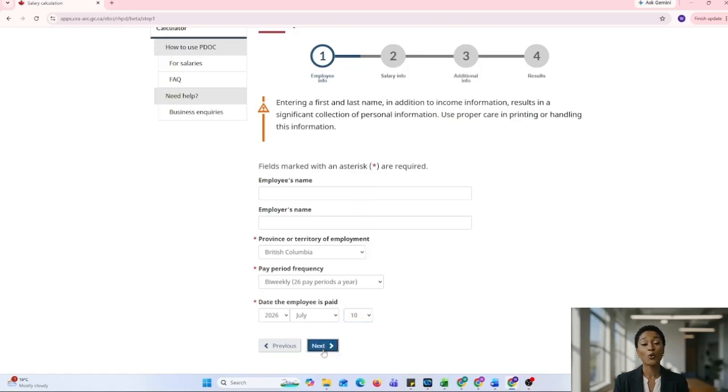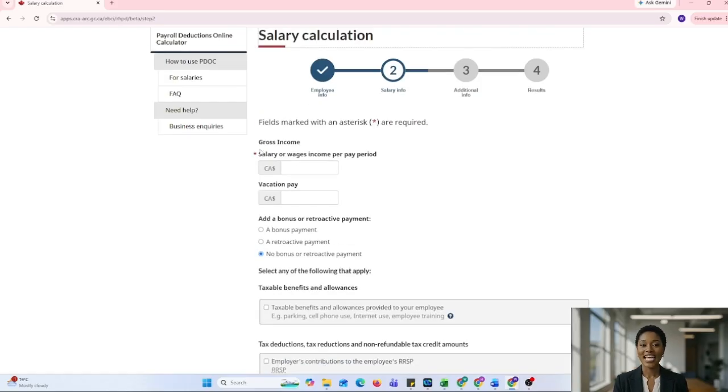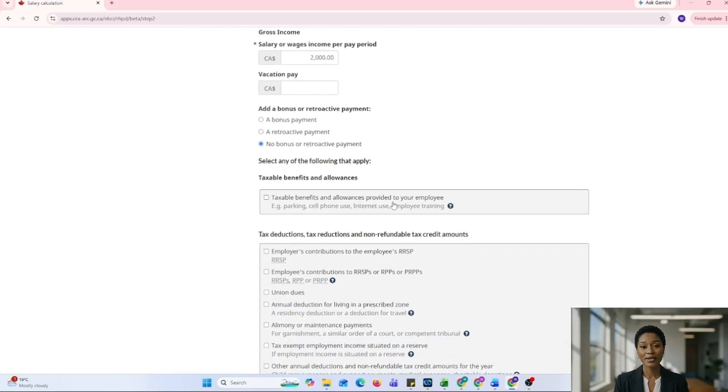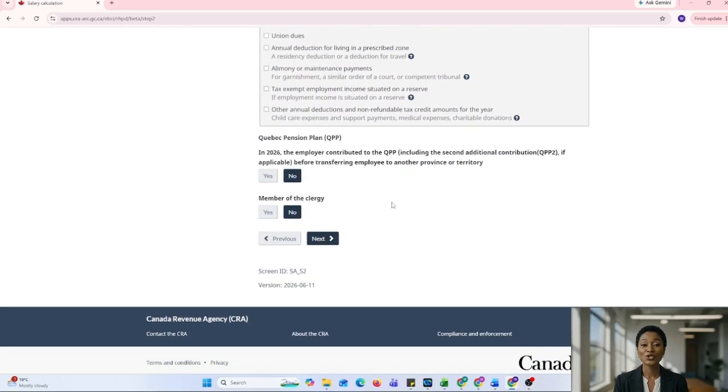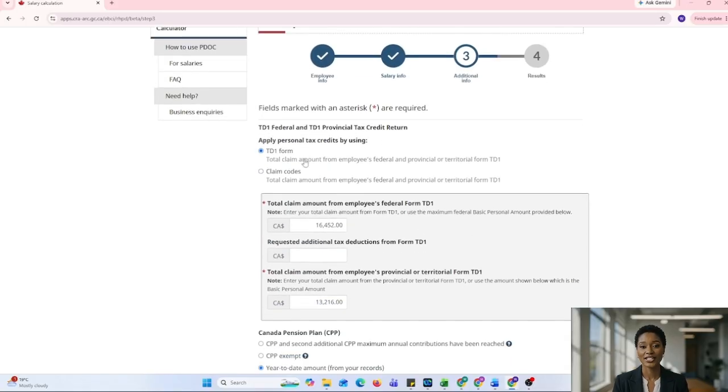Alex enters the salary or wages income per pay period. Salary is a fixed, regular payment not based on hours worked. Wages are paid per hour or per task. James earns $2,000 per biweekly pay period, so Alex enters $2,000 in the salary box. Since the other fields don't apply, Alex clicks Next.